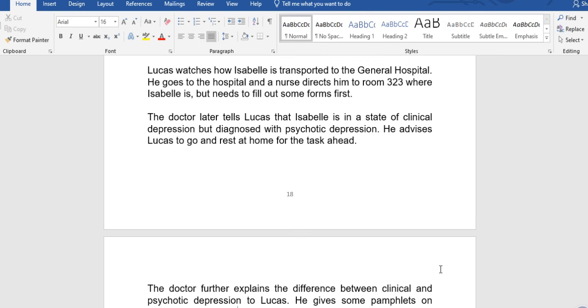Lucas watches how Isabel is transported to the general hospital. He goes to the hospital and a nurse directs him to room 323 where Isabel is, but he needs to fill out some forms first. The doctor later tells Lucas that Isabel is in a state of clinical depression, but diagnosed with psychotic depression. He advises Lucas to go and rest at home for the task ahead.